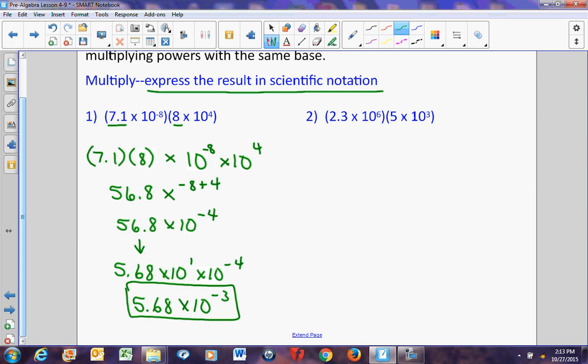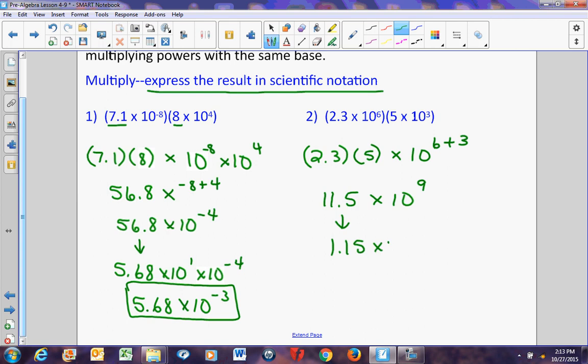Let's do one more. 2.3 times 10 to the 6th times 5 times 10 to the third. So 2.3 is multiplied by 5, and 10 to the 6 plus 3. 2.3 times 5 is 11.5 times 10 to the 9th. But 11.5 is not written in scientific notation. So we have to change this to be 1.15 times 10 to the first times my 10 to the 9th that I already have. So this becomes 1.15 times 10 to the 1 plus 9, or 10 to the 10th power.